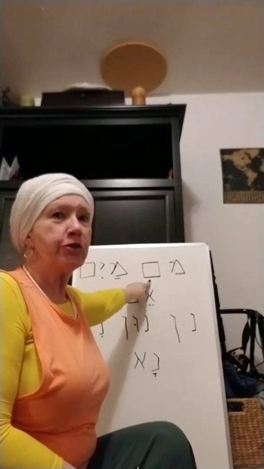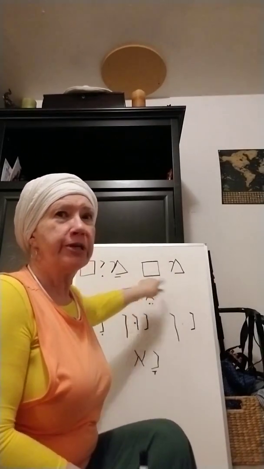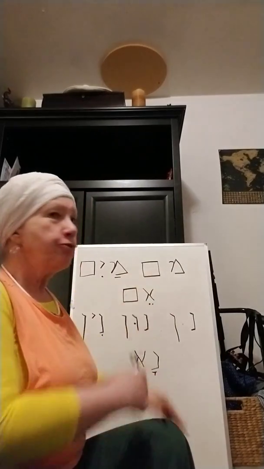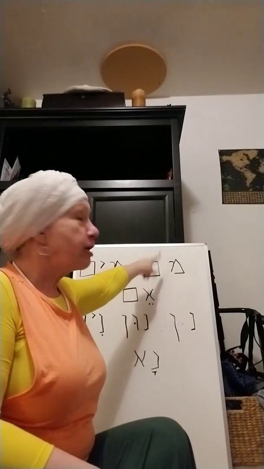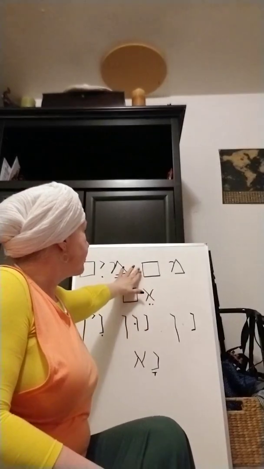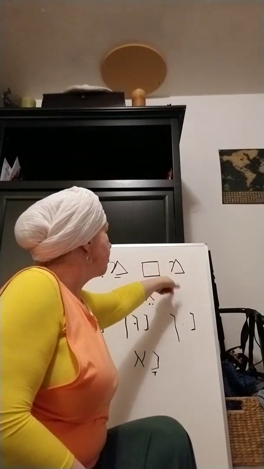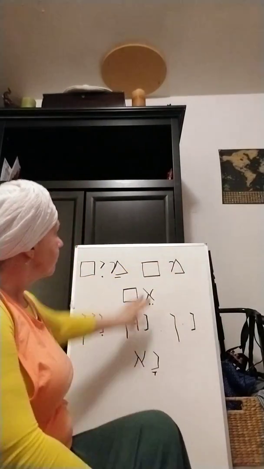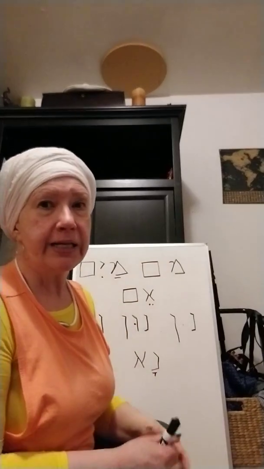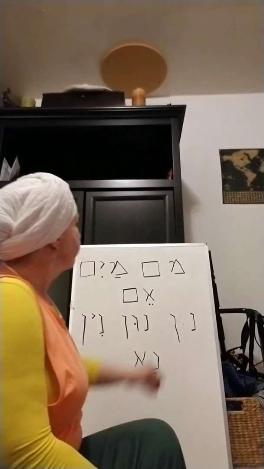This is the Mem Sofit, which will look slightly different in type, but when you're writing by hand, you usually just kind of make a box, and that's the ending. This is more of a triangle with a hook on it. You can see it there. And that is for the beginning or the middle of a word.